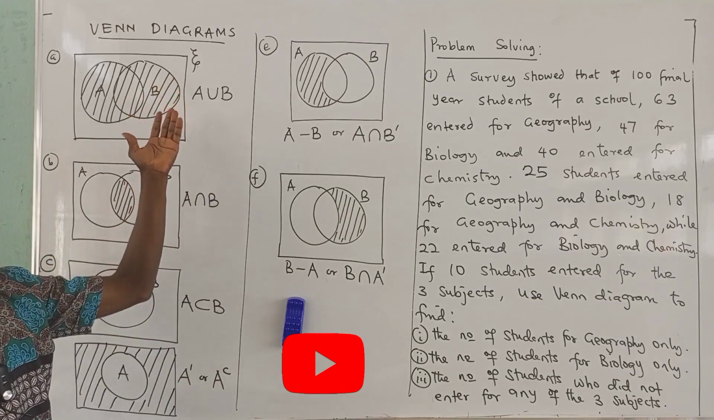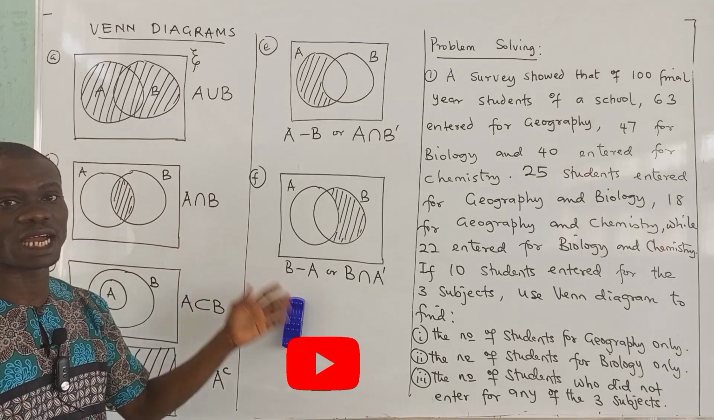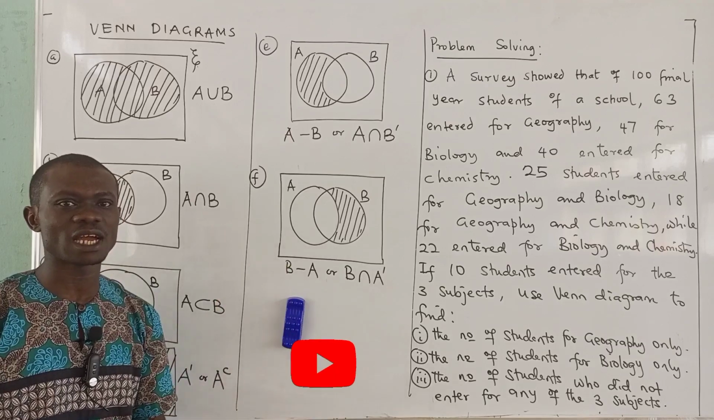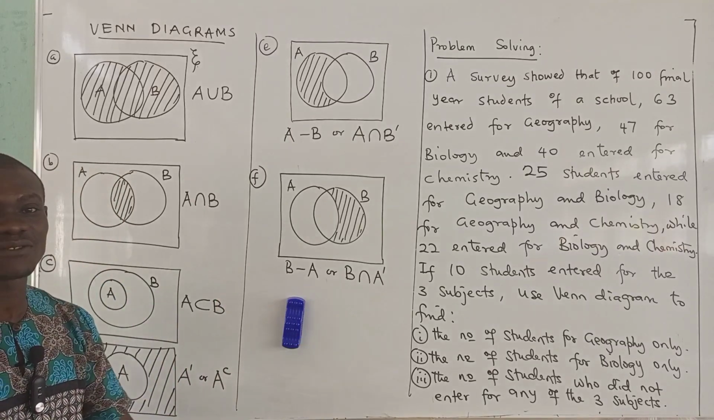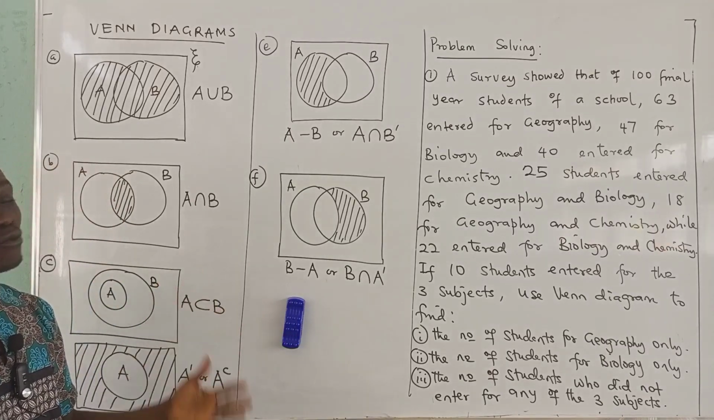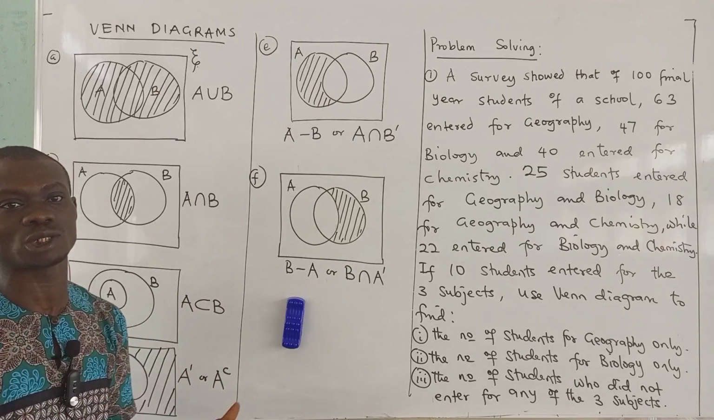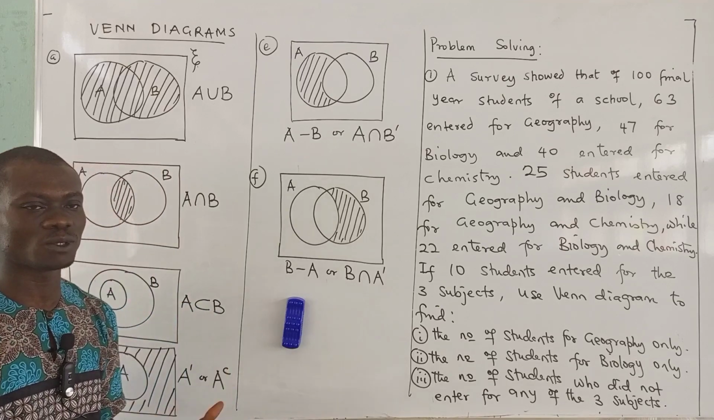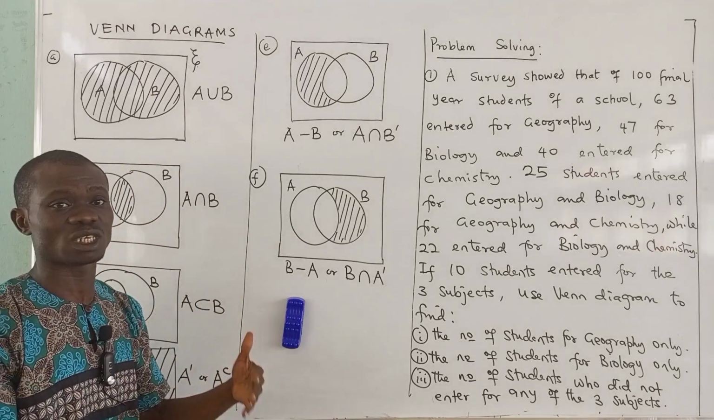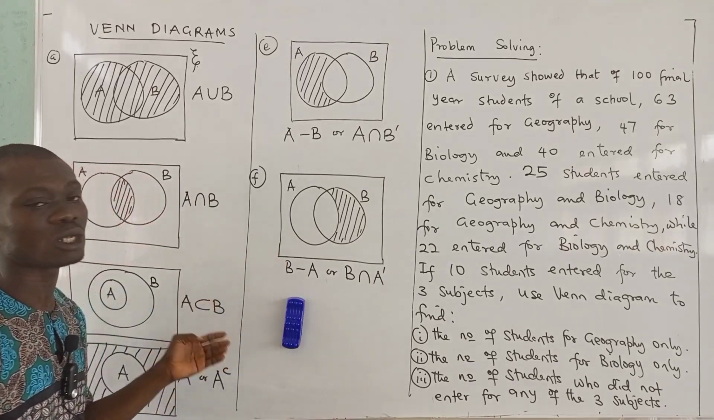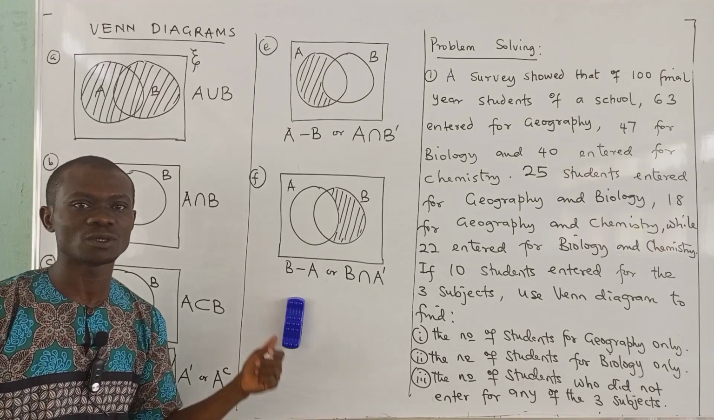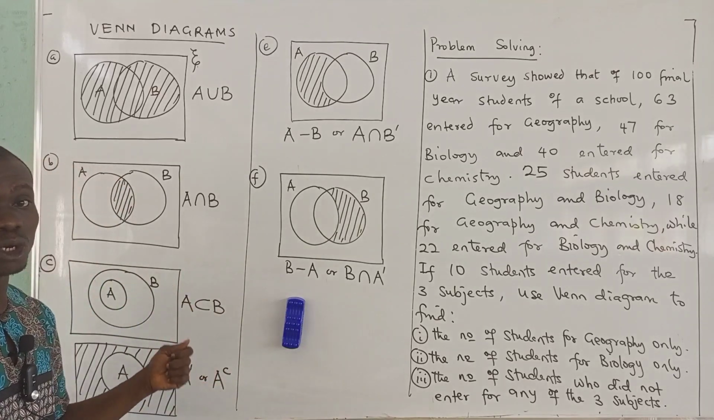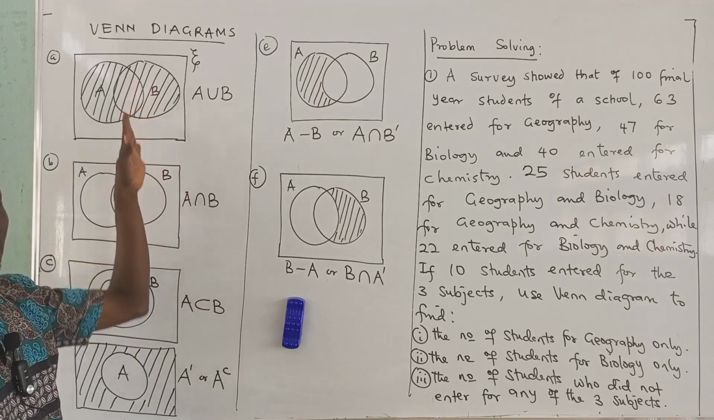And so now today we're going to continue with Venn diagrams. And so what is a Venn diagram? A Venn diagram is just a way of representing the relationship between two sets diagrammatically. So when you're able to represent the relationship between two sets in a diagram, you call that diagram a Venn diagram. It was introduced by a man called John Venn, and so it was named after him.